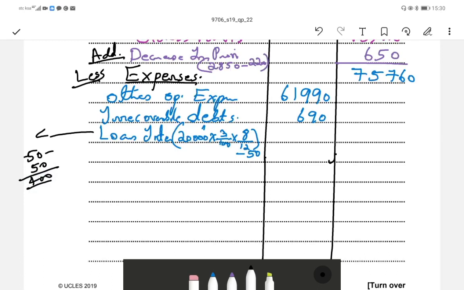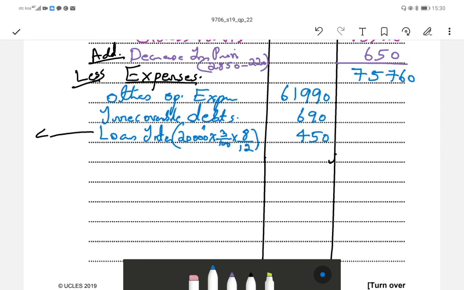Now already paid, that's income statement. We have to enter the full amount, not 400. We have to enter the full amount in the income statement. So 8 by 12. Children, are you clear why we have taken 8 by 12? Because from August to April only 8 months interest the business has to pay. So loan interest is 450. Now we are done.